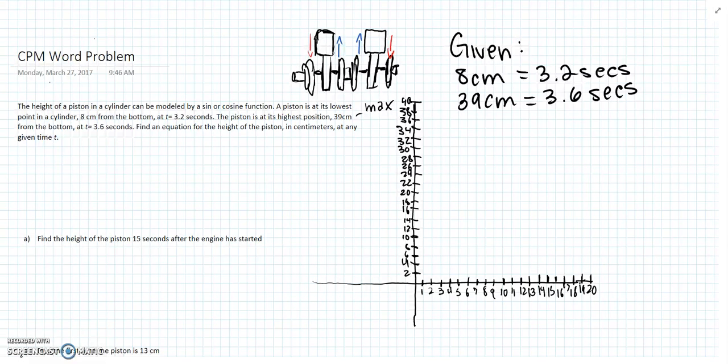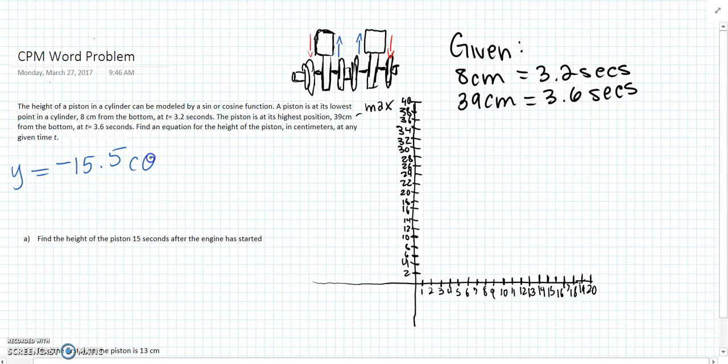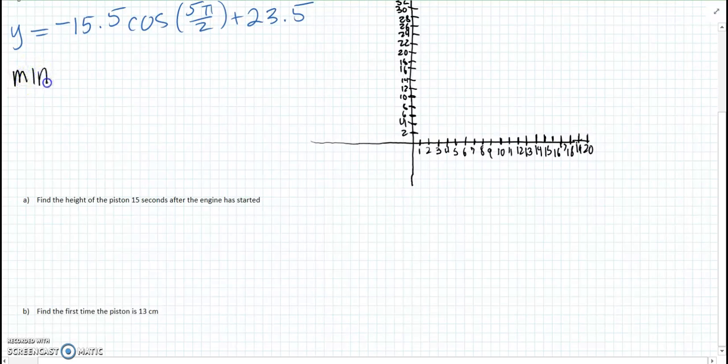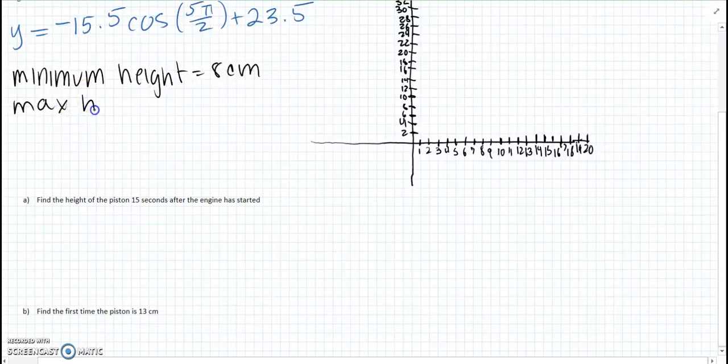The given information helped us find that our equation is actually y equals negative 15.5 cosine of 5 pi over 2 t, plus 23.5. So the problem tells us that the minimum height will be 8 centimeters. The maximum height will be 39 centimeters.